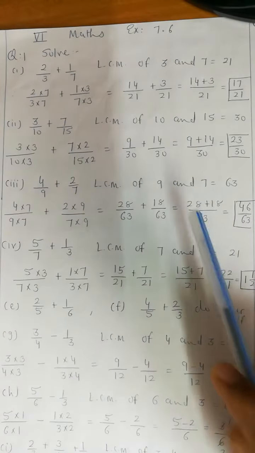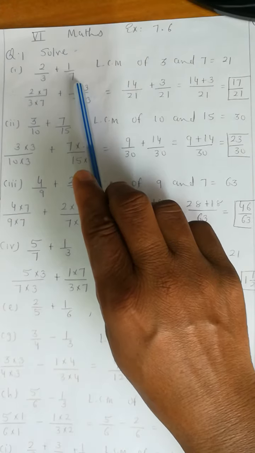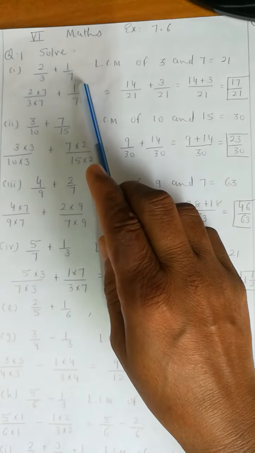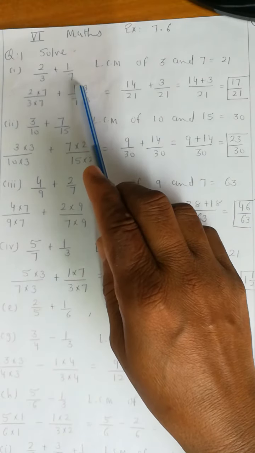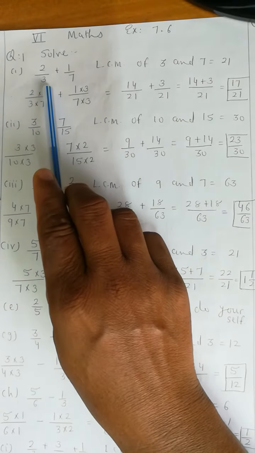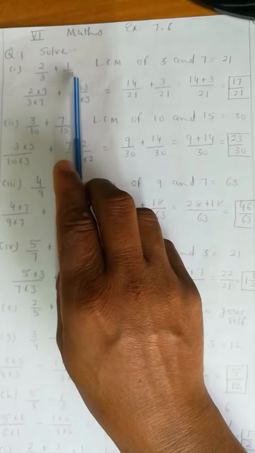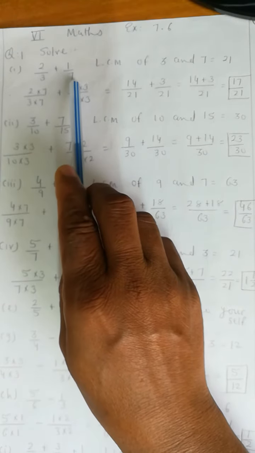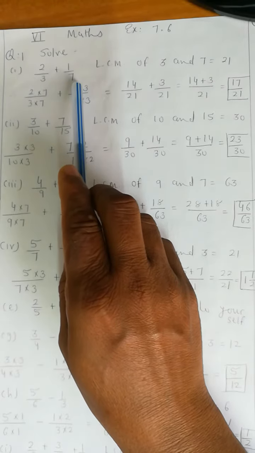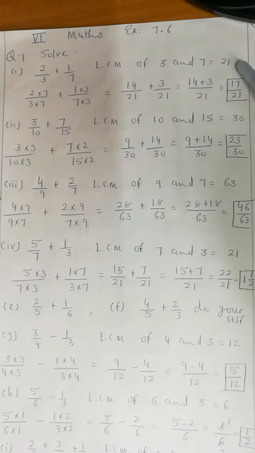Our first question is solve 2 upon 3 plus 1 upon 7. When you have to add fractions, your denominator should be the same. Here the denominator is 3, here the denominator is 7. Therefore, to make the denominator same, you have to take LCM. LCM of 3 and 7 will be 21.